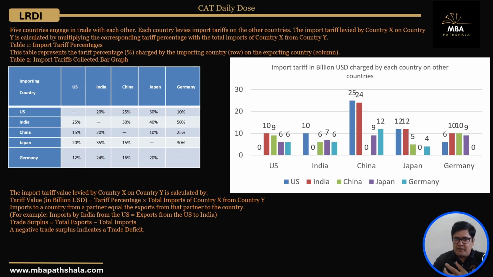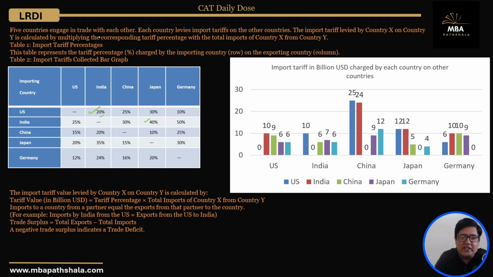When, let us say, US buys something from India, India has to pay a certain percentage of tariff. So how is tariff calculated? Let us say India sends 100 million worth of goods to US. So India will have to pay 20% tariff on that. If, let us say, Japan is sending 20 million worth of goods to India, India will be charging Japan 40% on that amount. That is what the sentence says.